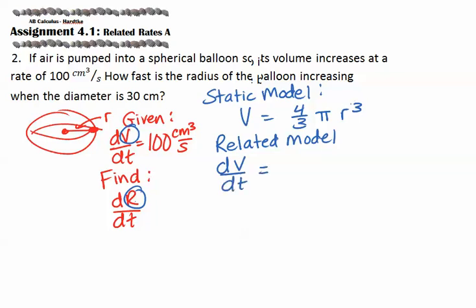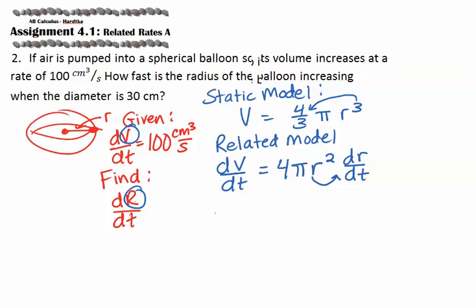And the 4/3 pi can come out in front, but if you're thinking one step ahead for your power rule, we're going to reduce the power. So when we bring this 3 down, it'll cancel with the denominator. So we'll have 4 pi r squared. And don't forget the chain rule, dr/dt. So there's our related rates model.